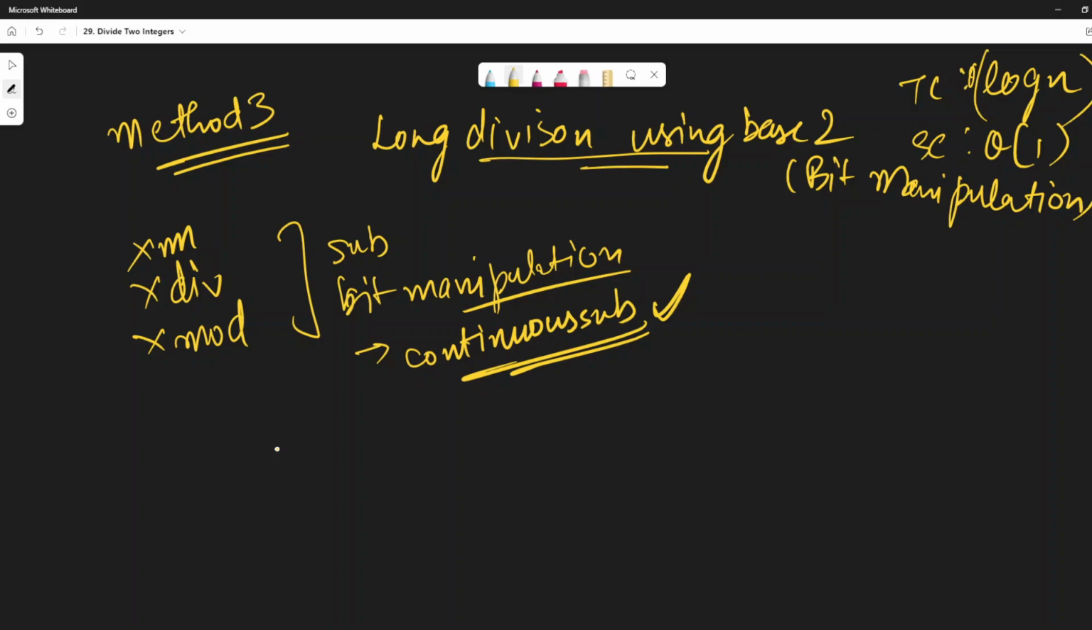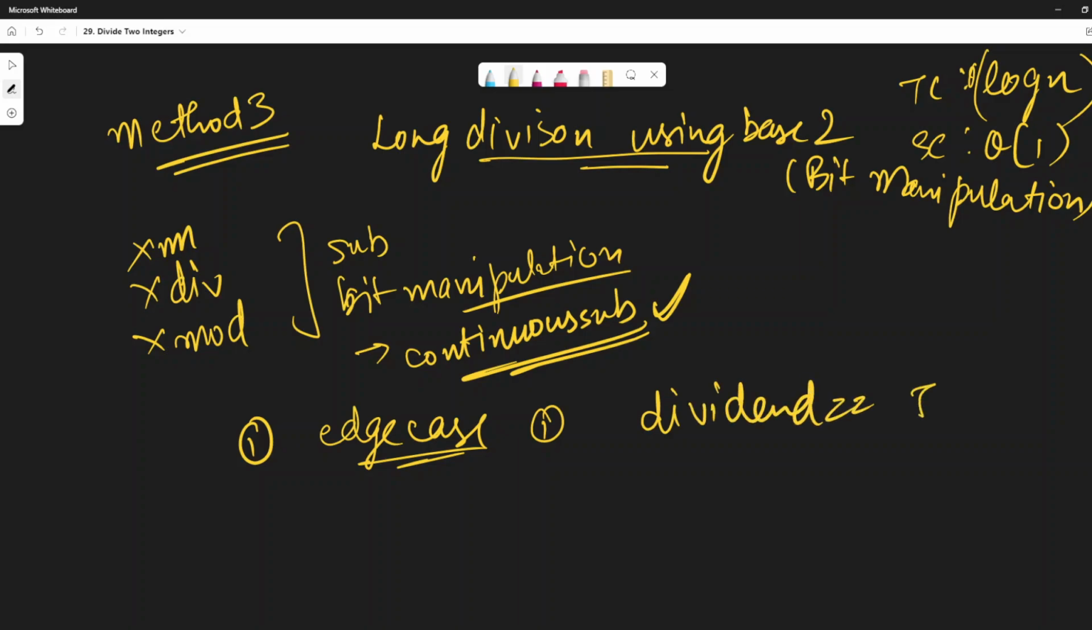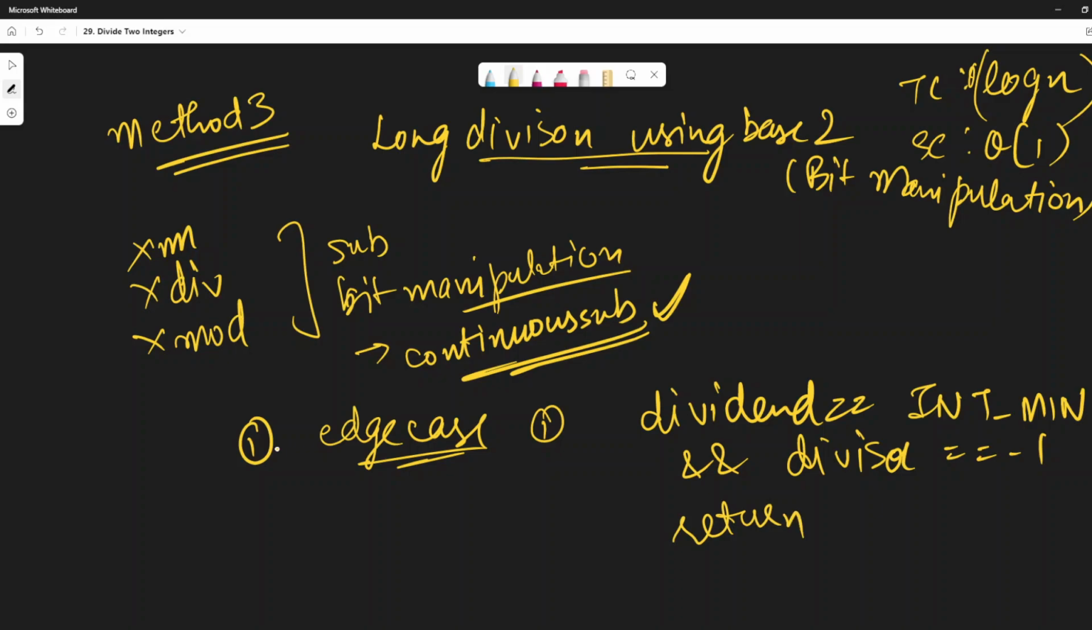So in that context it is here. Now how we would be doing this is, the first thing we will be doing is checking for the edge case. First edge case is that if our dividend is equal to int min, and our divisor is equal to -1, then we are required to return int max. This is our first edge case.